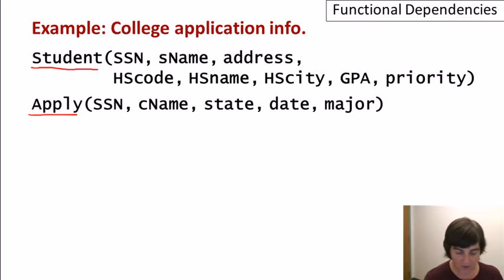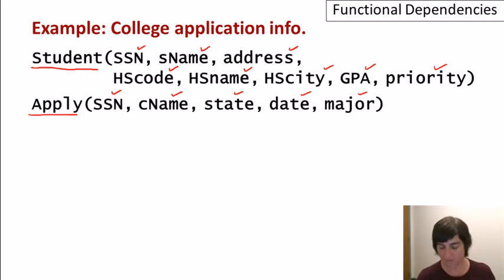The student information will have social security number, the student's name, their address, and then three attributes about their high school. We'll assume there's unique codes for high schools, but then they also have a name and are in a city. Finally, the student's GPA and a priority field for admissions that we'll see in a moment. For applications, we'll have the student's social security number, the college name they're applying to, the state of the college, the date of application, and the major. Not all of these attributes will even be used in this video, but like I said, this will permeate several videos as our running example.